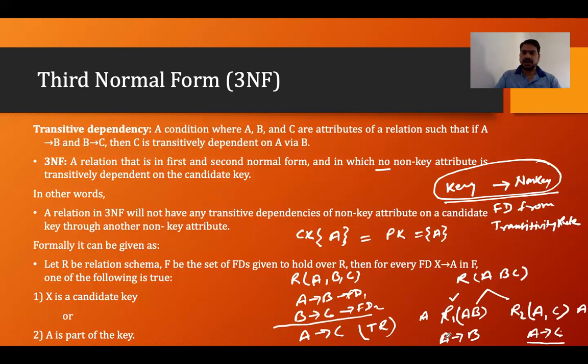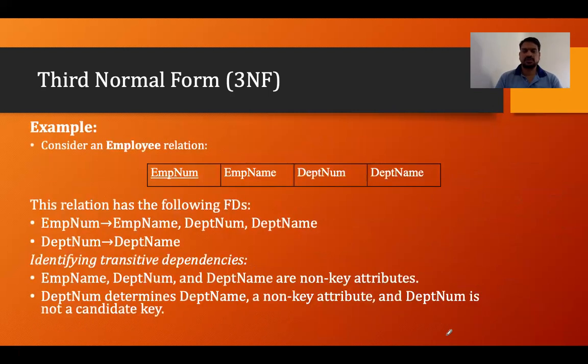So third normal form says that if we apply the transitivity rule to the given functional dependency set, and we find that any key is determining some non-key, then we have to split the table. And we split the table in such a way that in a new relation, there should not be any transitive dependency in which a non-key is determined by the key attribute. So this is your third normal form.